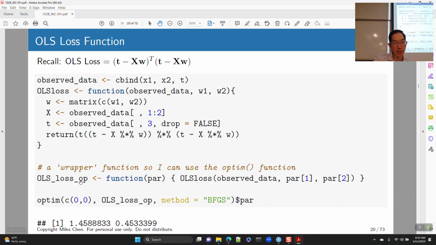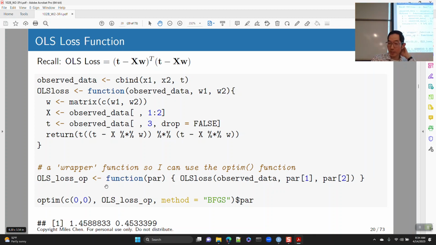So here the function I've written is called OLS_OP for optim. Okay, and basically what I'm trying to do is minimize this thing. The OLS is just a wrapper function, so that when I plug in the parameters, it's going to spit out some value. The parameters take in my W1 and W2 coefficients, and they gather them together in a W matrix, and I just do (T minus XW) transpose times (T minus XW), and it's going to return a single value. And I'm just trying to minimize this quantity here.